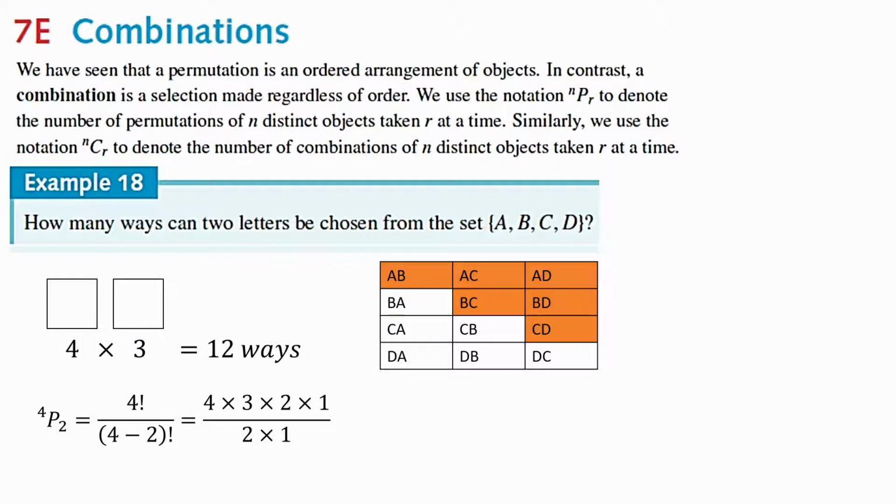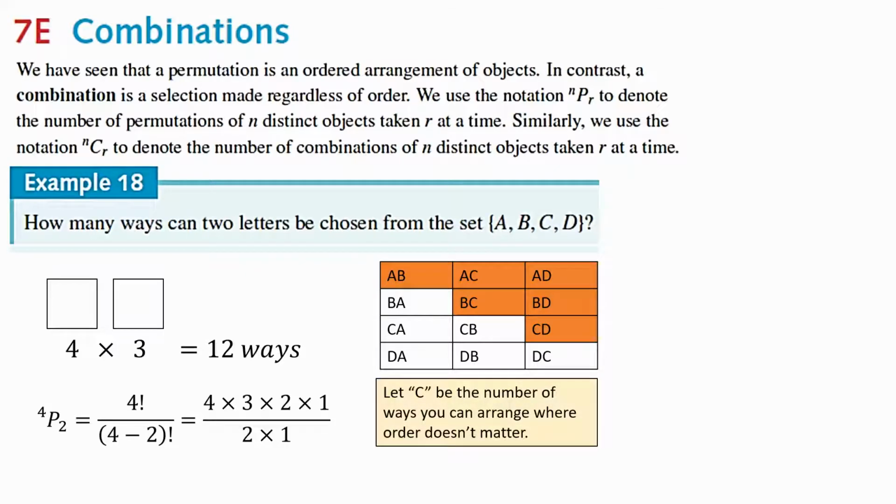Permutation is meant to be your total. So if, let's say, I didn't know the answer was 6, so I'm showing you diagrammatically, we all know the answer is 6 now. There are 6 ways to arrange 4 items and choose 2 where order doesn't matter. So you know the answer is 6, but let's think about it. Let's say we didn't know the answer was 6. Let C be the number of ways you can arrange where order doesn't matter.